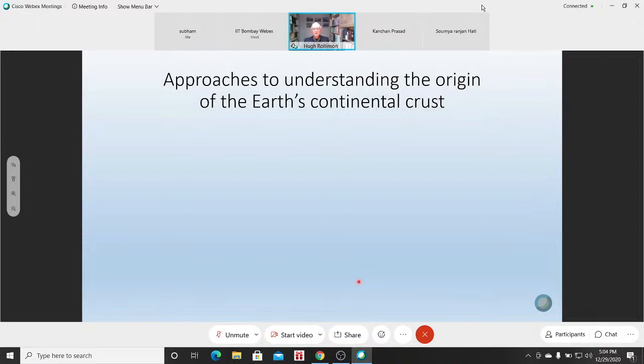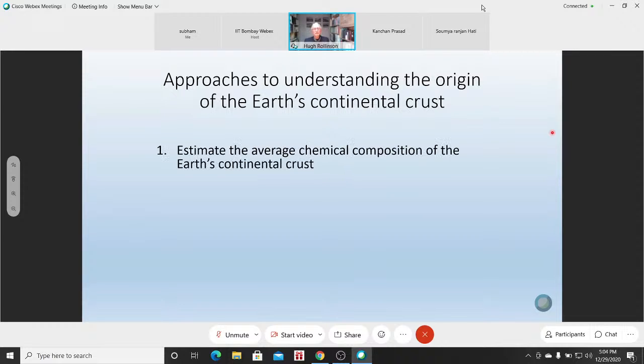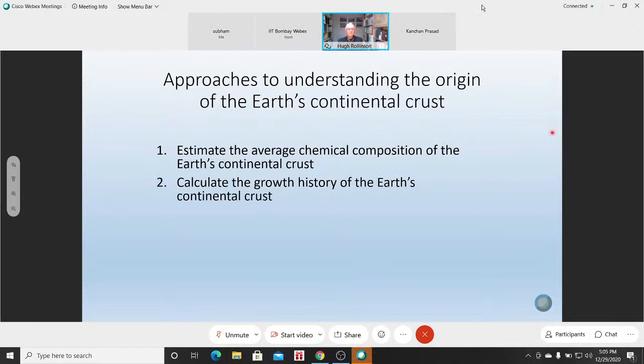So what I'm going to do in this talk is talk to you about 4 separate themes which seek to help us understand the origin of the Earth's continental crust. First of all, I'm going to talk about how we might use the average chemical composition of the Earth's continental crust to help us understand its origin. I'm going to talk a bit about how we might calculate the Earth's growth history in order to understand the history of the Earth's continental crust.